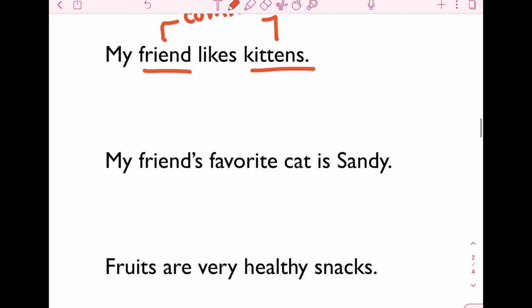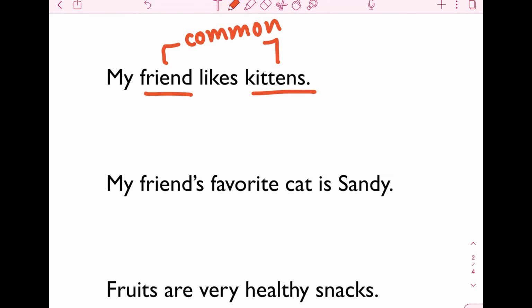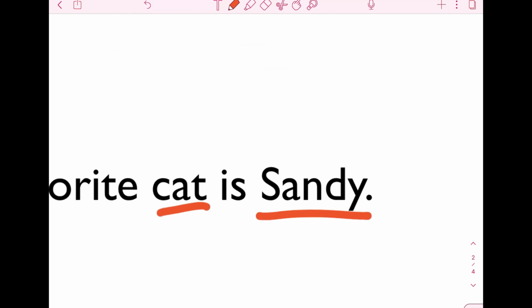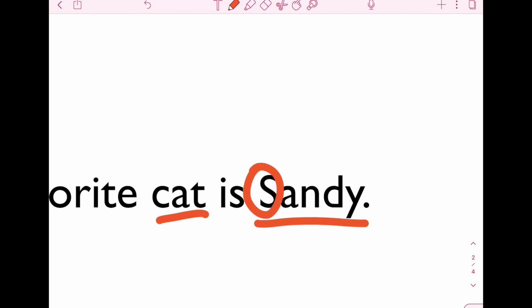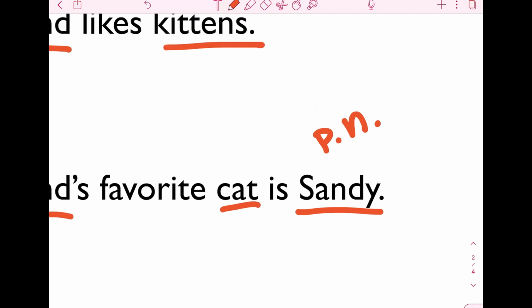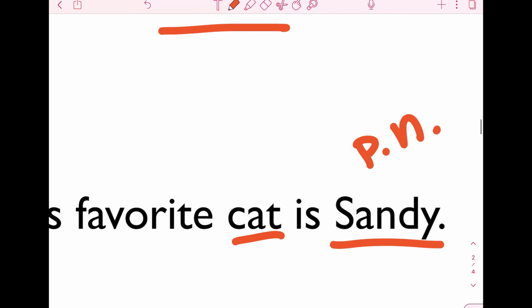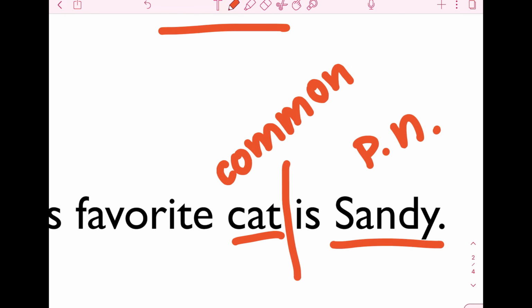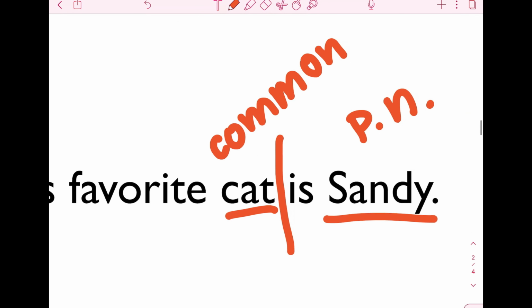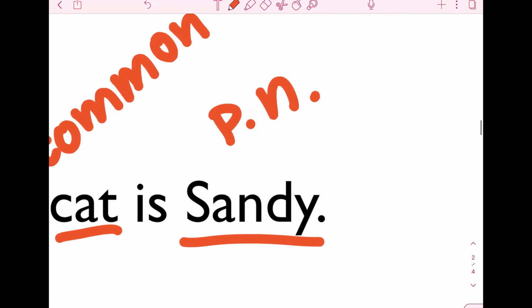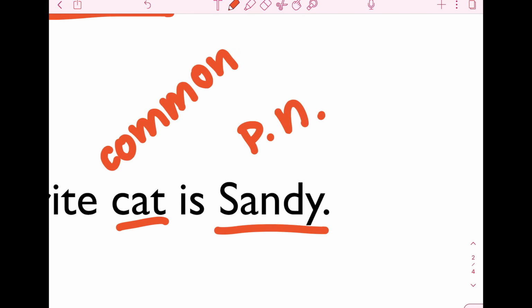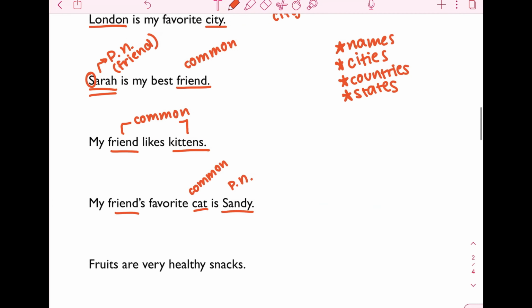Okay, next up, my friend's favorite cat is Sandy. So cat, friend, and Sandy. Sandy is a very specific cat. So notice how Sandy is also capitalized because it's a name. Sandy is going to be our proper noun. And cat, on the other hand, is going to be a common noun because we don't know what cat yet. If we just break off the sentence right here, we don't know what cat we're talking about yet, but then we find out later that the cat is Sandy. So then we know that Sandy is going to be our proper noun.